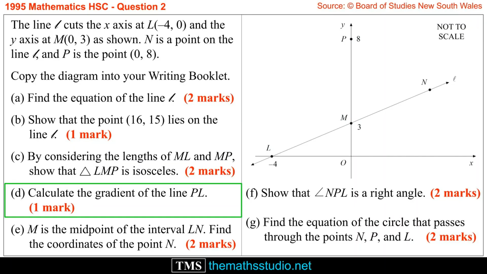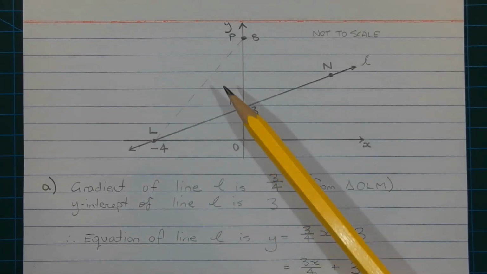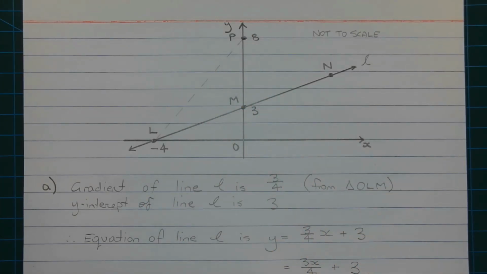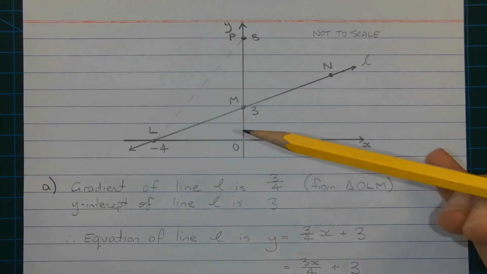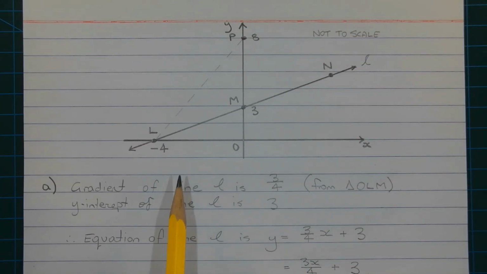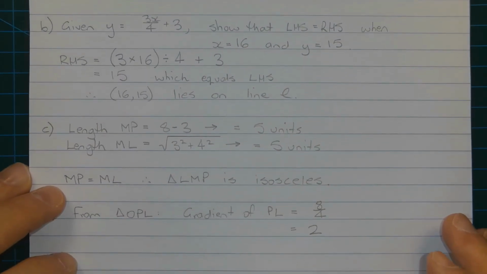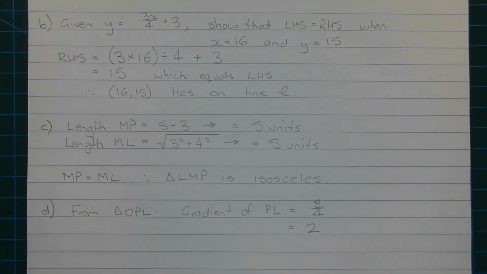Part D. Calculate the gradient of the line PL. Considering right-angled triangle OPL, we want the gradient of the hypotenuse PL. Now, the change in y, or the rise, is the difference between the origin and point P, and that's 8 units, and the change in x, or the run, is the difference between point L and the origin, which is 4 units. So using the formula, gradient equals rise over run, or change in y divided by the change in x, we have 8 over 4, which equals 2.